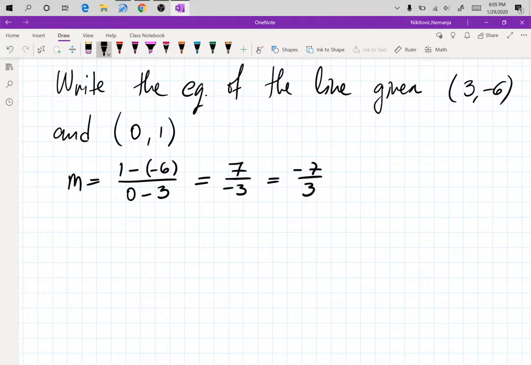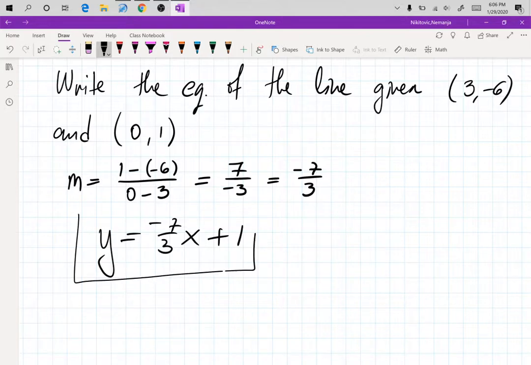Now, do we really want to plug in 3, negative 6? Or we can just see that we have a y-intercept already given because we have 0, 1. So we can just write the equation from here. Negative 7 thirds x plus 1. We don't have to compute anything because the 0, 1 point was given to us. And anytime you have that, it's already the y-intercept. So we're good. That's it. Now, if you did use the point, you still computed b equals 1, right? So it's just a shortcut. Cool.